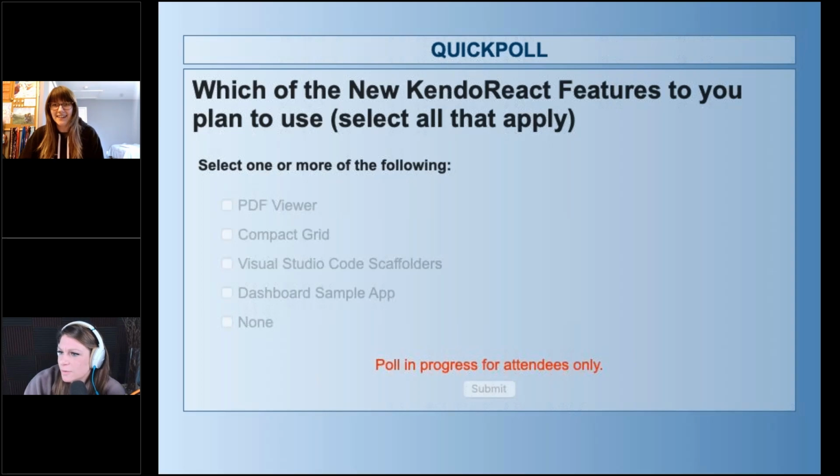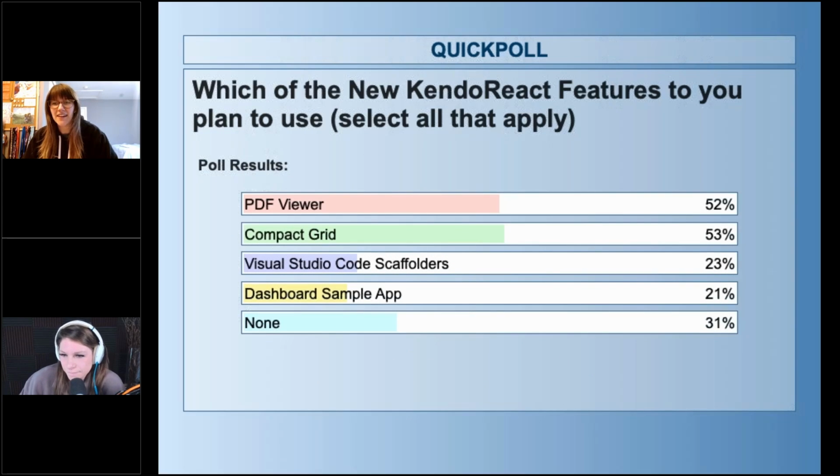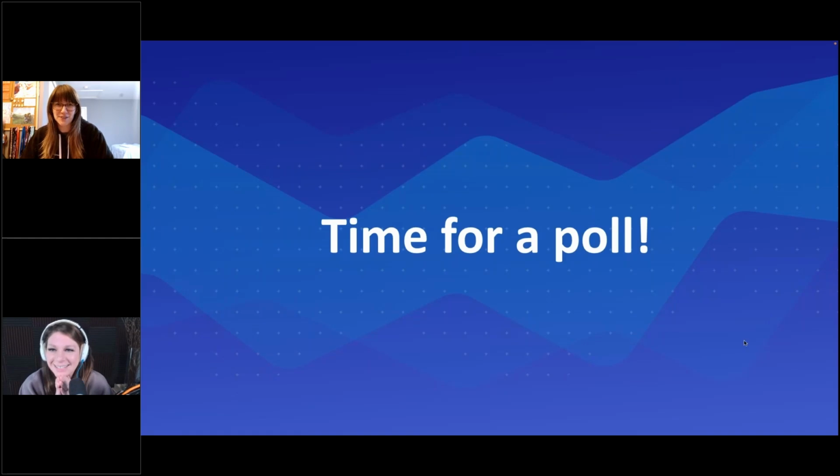Are they coming in? Do we see them? Yeah, right now, PDF viewer and compact grid are basically tied for the lead at just under 50% each, but the votes are still coming in. Oh, compact grid pulling into the lead. I feel like I'm announcing a horse race. Compact grid pulled ever so slightly in front at 53%. PDF viewer at 52%. VS Code scaffolding 23%, and our new dashboard sample app, which is very cool, at 21%. So awesome, nice, lots of excitement all around.